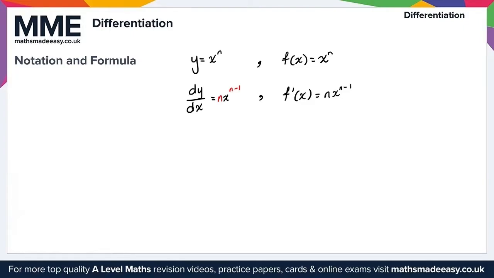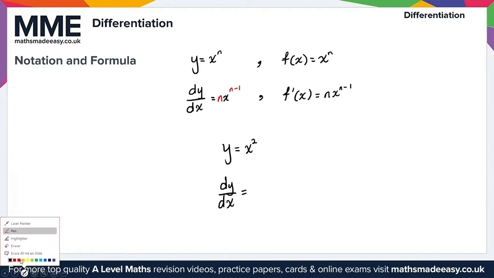Okay, so let's take an example here. Let's say we have a really basic quadratic of y equals x squared. If we want to find the derivative here, dy by dx, then again we apply this formula. So in this case, the 2 is going to come down to the front, and again let's just highlight this in a different pen colour.